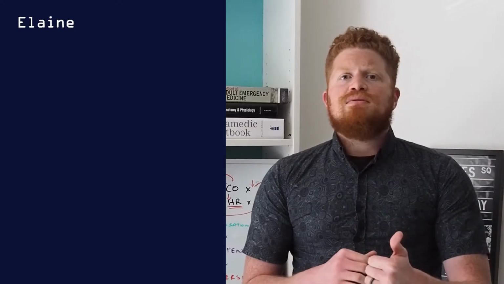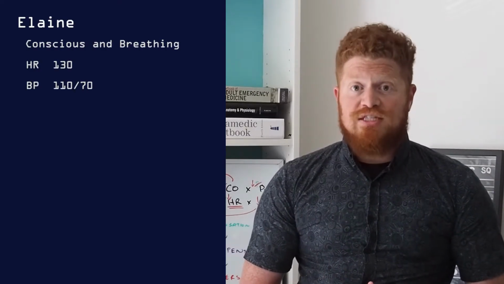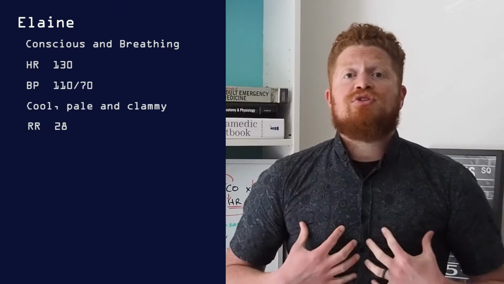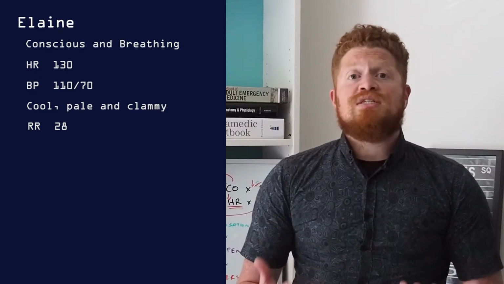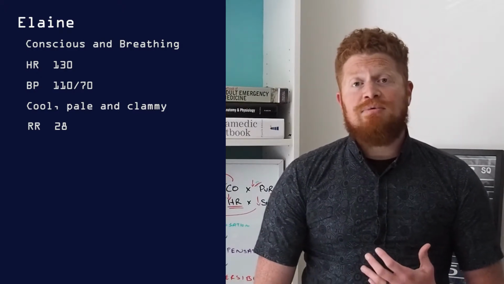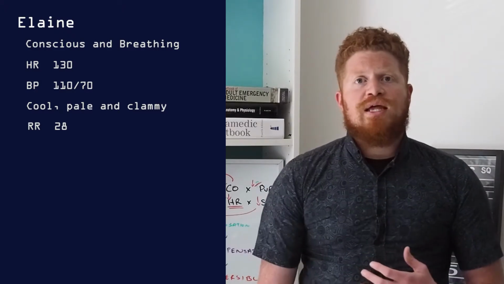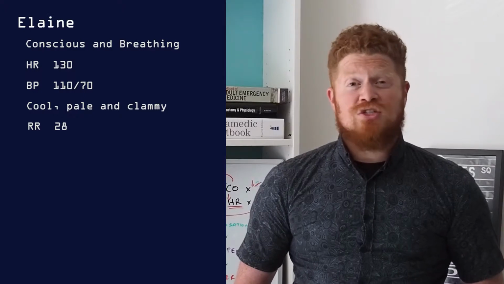We find Elaine to be conscious and breathing. She's a heart rate of 130, blood pressure of 110 on 70. She's cool, pale, and clammy. She has a resp rate of 28 with clear air entry bilaterally to bases. A thorough secondary survey finds multiple injuries, but most significantly, we find a partially amputated right leg above the knee, which was hemorrhaging uncontrollably. We have controlled that hemorrhage with a tourniquet. We've also found a fractured pelvis, which could be a source of a catastrophic internal bleed.